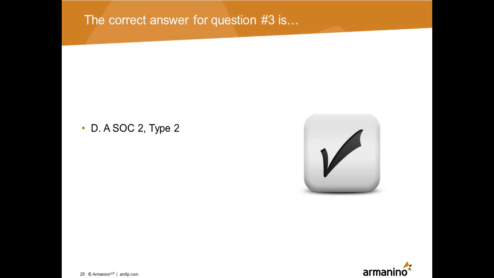All right, so it looks like we fooled you on this one, because the correct answer is D. The key here is if you're doing a financial statement reporting audit or a SOX audit, you want a Type 2 report, and we're going to talk about that in a minute. For SOC 3, there is no Type 1, Type 2. There's only one kind of SOC 3.